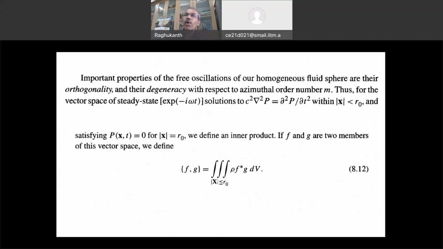Another most important thing is degeneracy. That means 2 or 3 modes may have the same natural frequency, because it is a sphere, and we have 0 to 2 pi, 2 pi to 4 pi. The same thing may get repeated this way or the other way. So this degeneracy also happens.